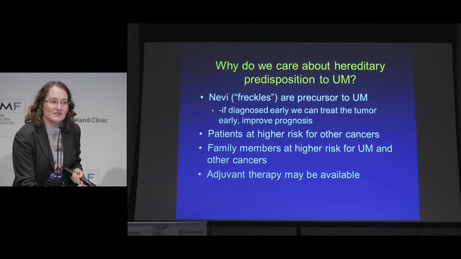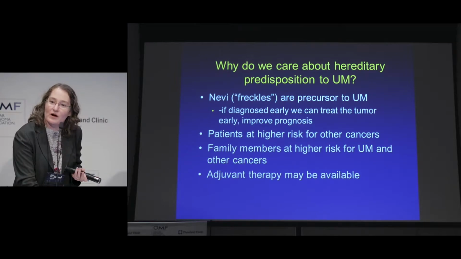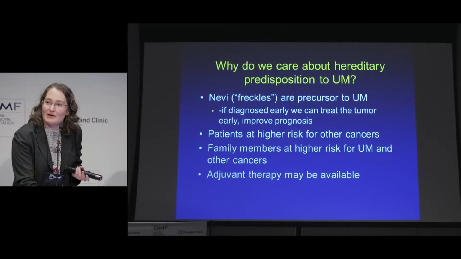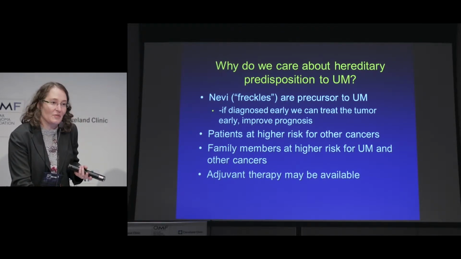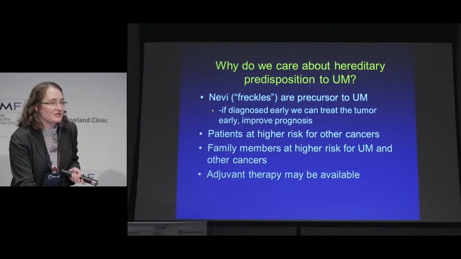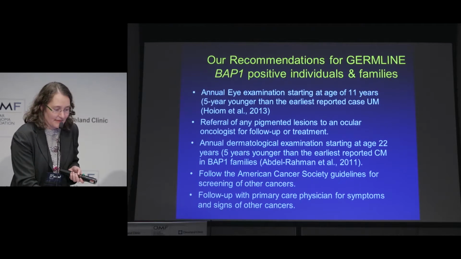So, why do we care about this? Well, if we can identify the people who have these germline BAP1 mutations, we want them to all get a dilated eye exam early on. Look for nevi, which is the medical word for freckles. Nevi are precursors in most cases to eye melanoma. So if we can find those right away, we could even think about whether we should treat those, or at least detect them as early as possible. We care about people getting screening, especially for skin cancer. People are at risk for skin melanoma, so it's really important to identify people who are at risk for this.